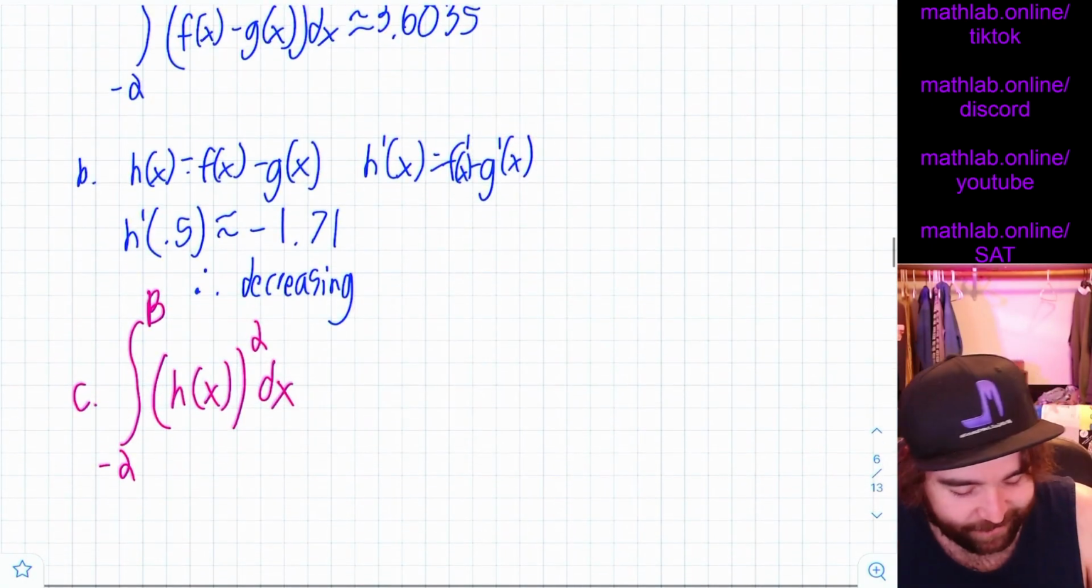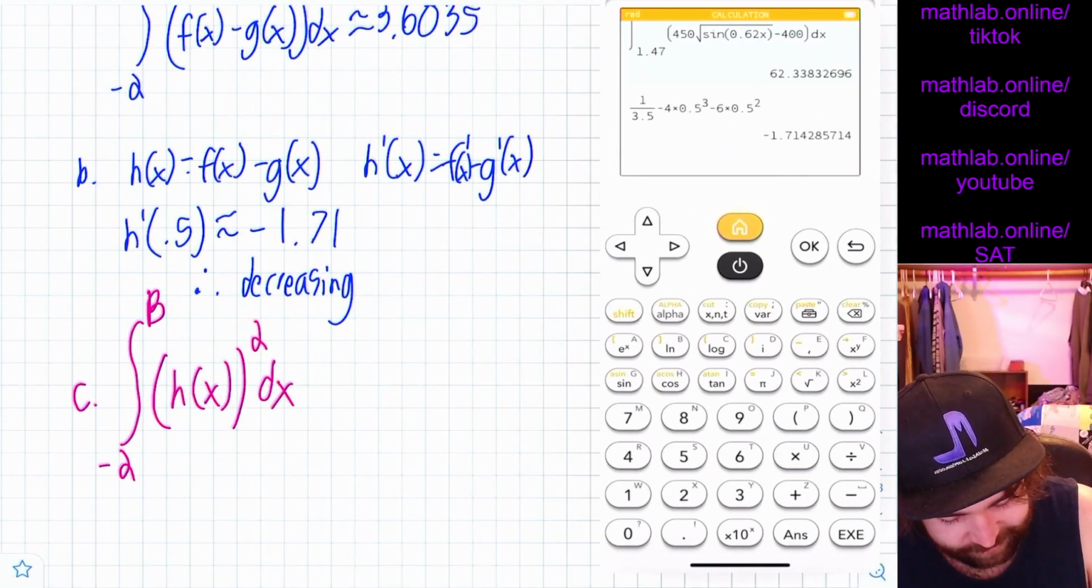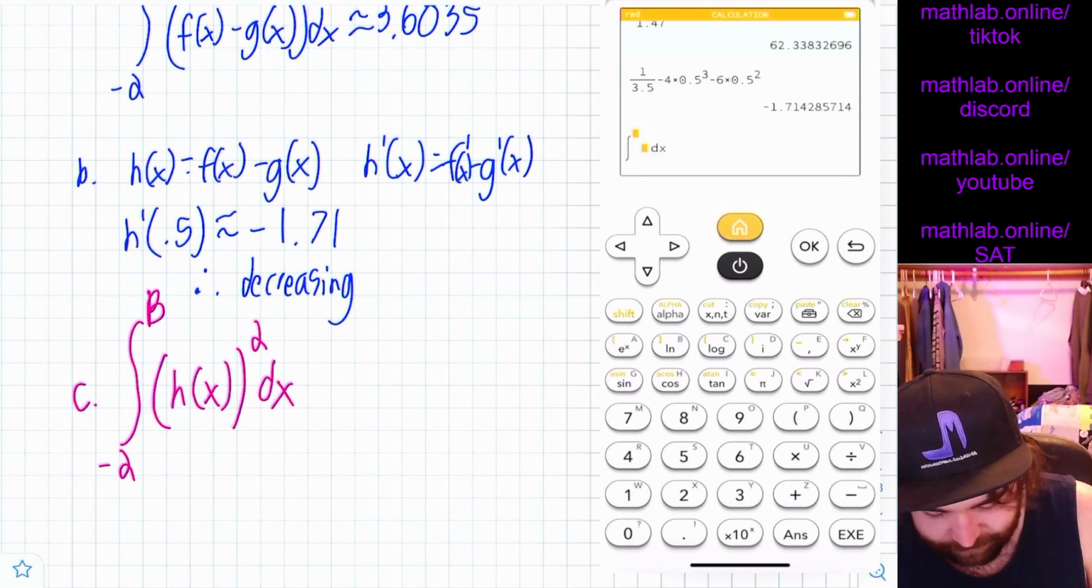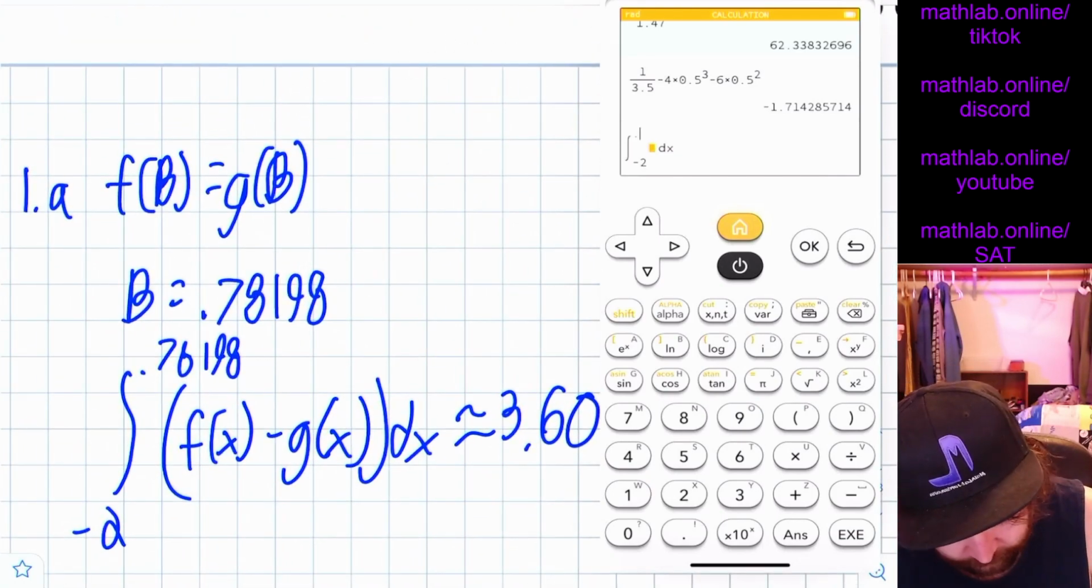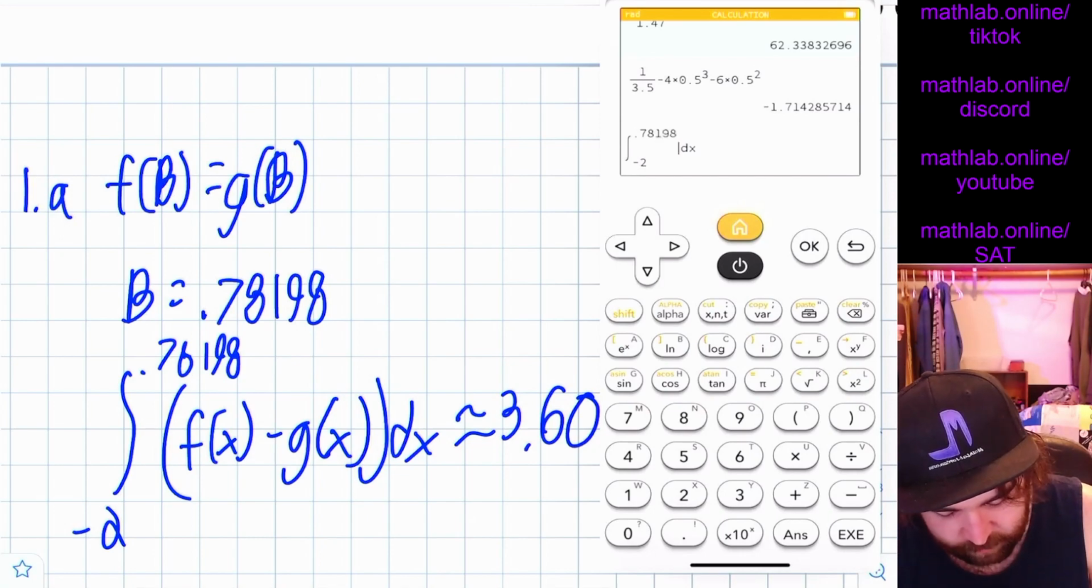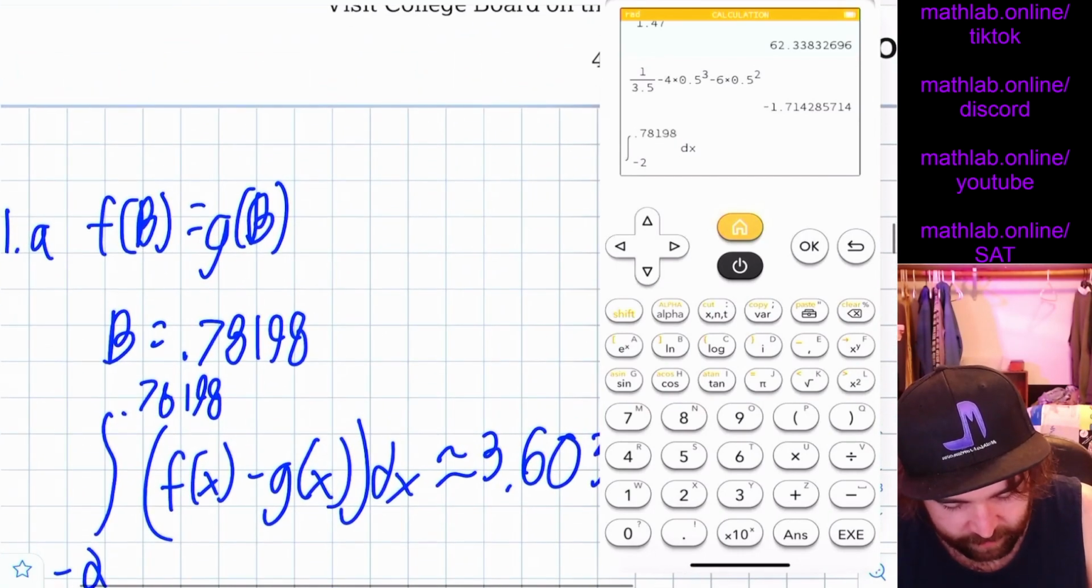So now we just got to type this in, which is going to be a little tedious. Desmos would be much easier to do this in, but we'll still grind here. So what was B? B was 0.78198. And then we're trying to do f of x minus g of x.